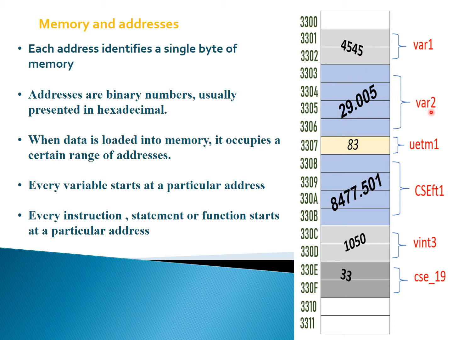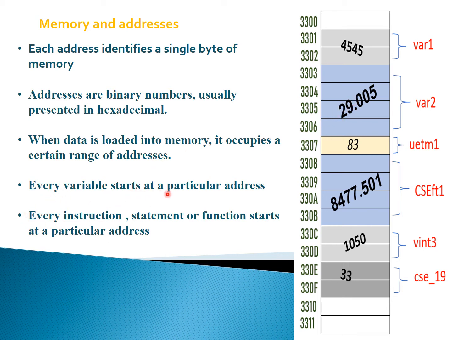Similarly, we can see here this one is probably a float variable. It occupies 4 bytes, first, second, third, and fourth, and the address of this second variable is 3303. So this is the starting address of the first byte of this variable, or the programmer can access the contents of this variable using the name. So when data is loaded into memory, it occupies a certain range of addresses, and these are the addresses.